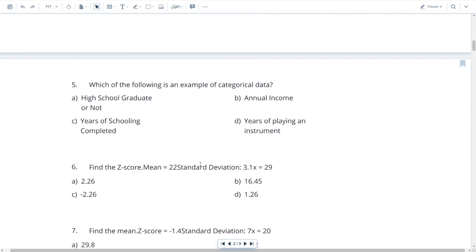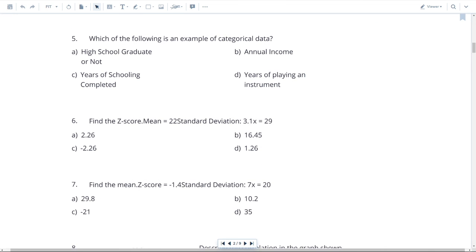Number 5, they want to know what is an example of categorical data. Categorical data, as I've tended to remind you, you cannot take an average. It doesn't make any sense to take an average of categorical data. Categorical data, the answers just fit into categories. In this case, a high school graduate or not, that would be a yes or no question. Categories. Everything else, annual income, years of schooling completed, years of playing an instrument, it makes sense to take an average of those.